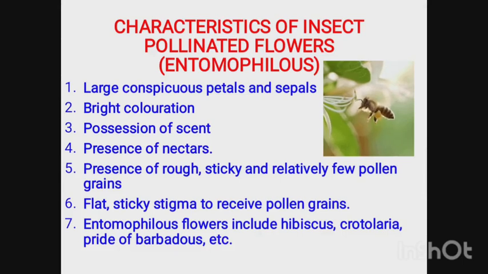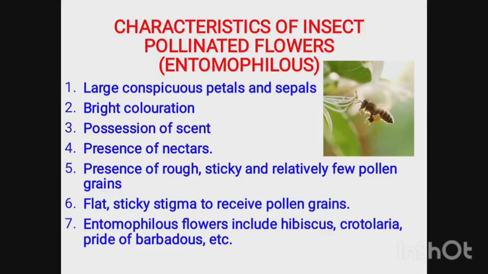Number four, presence of nectar. Nectar is a sweet juice found inside the flower, and this is what the bee usually goes for, where they suck it up to make the honey which we usually take regularly. So they have sweet nectar. It's like a sweet juice called nectar. Number five, presence of rough, sticky, and relatively few pollen grains. The pollen grains on these insect-pollinated flowers, the entomophilous flowers, are rough and sticky because they have to stick to the insects, and they are not much, they are always few.